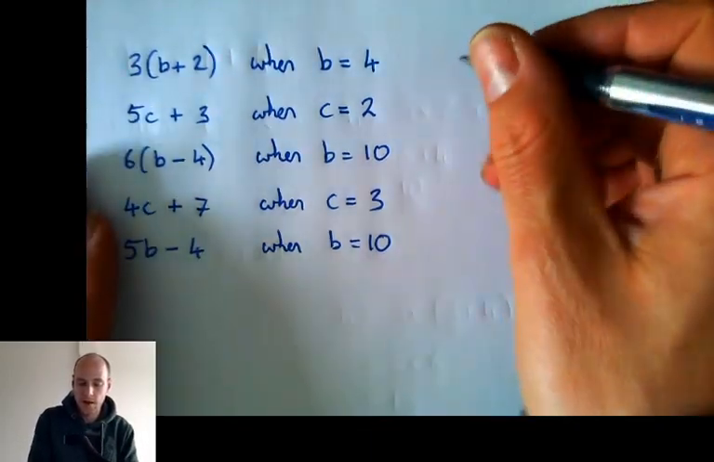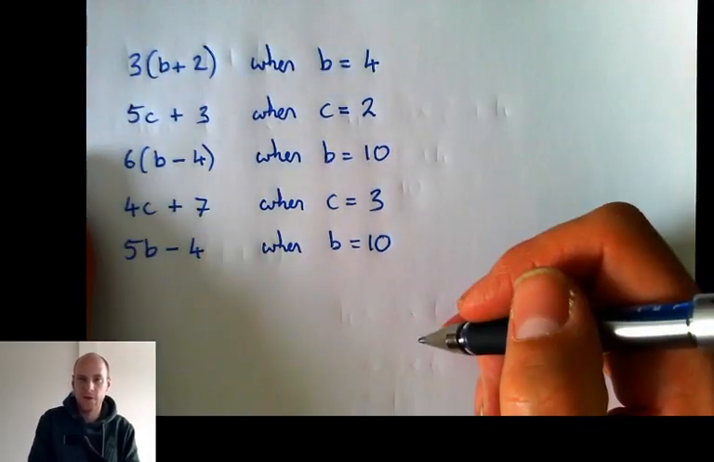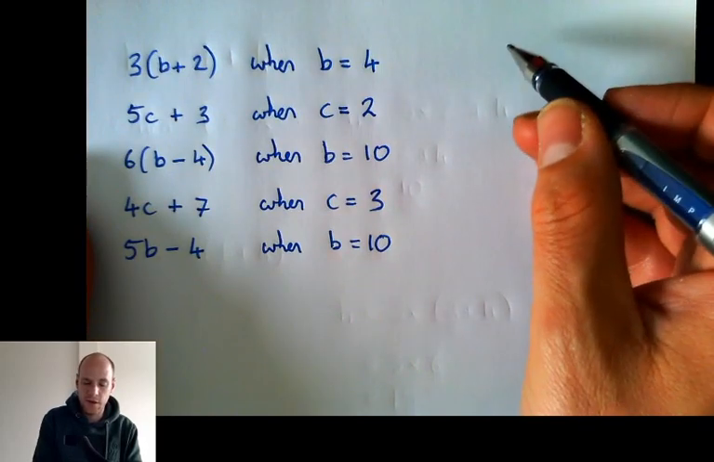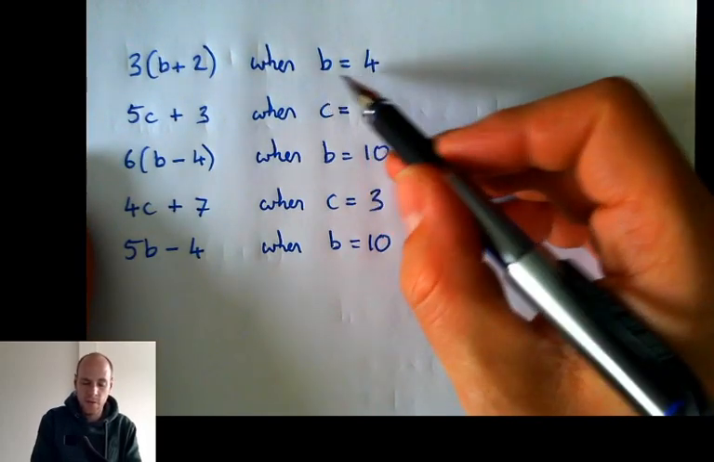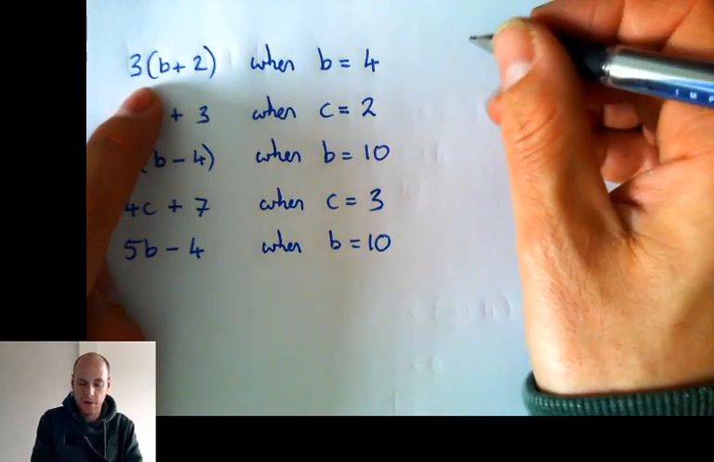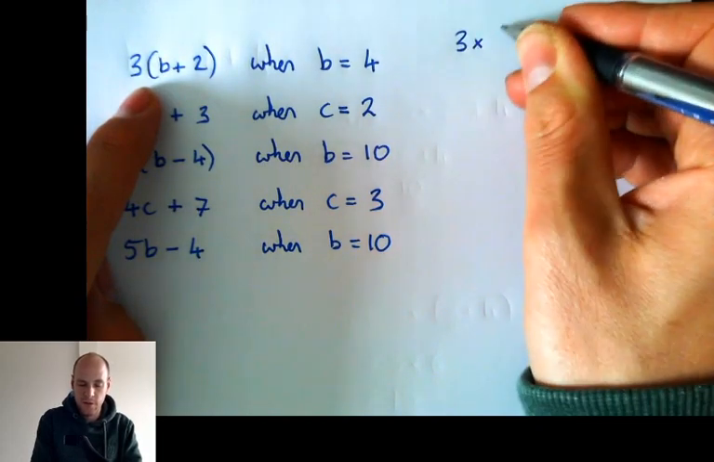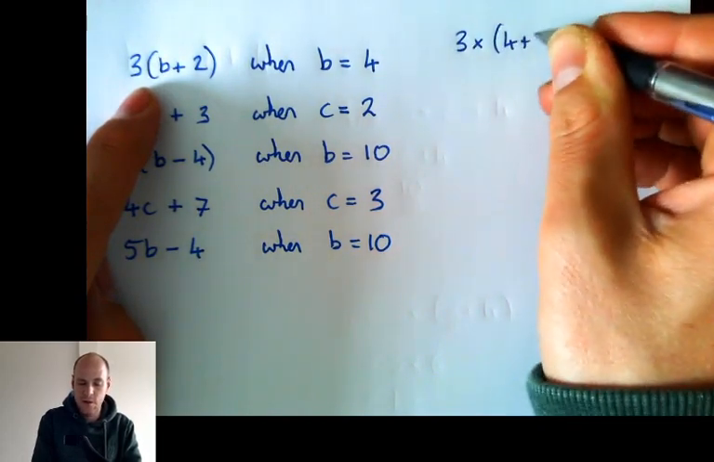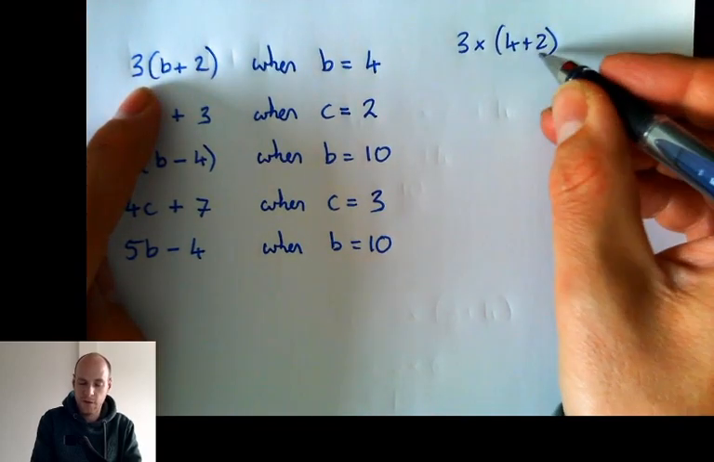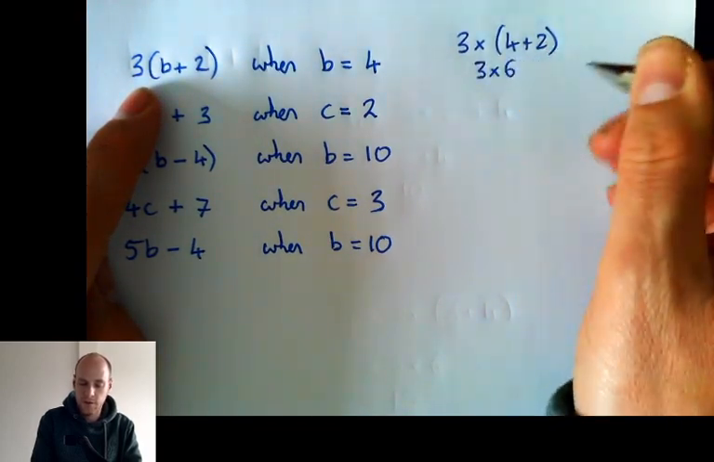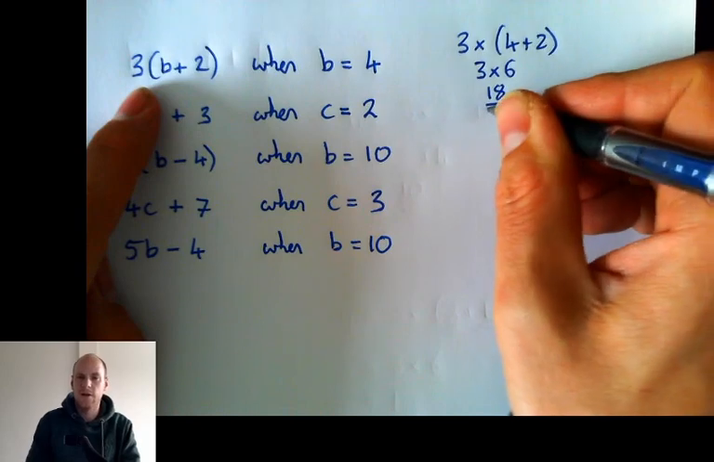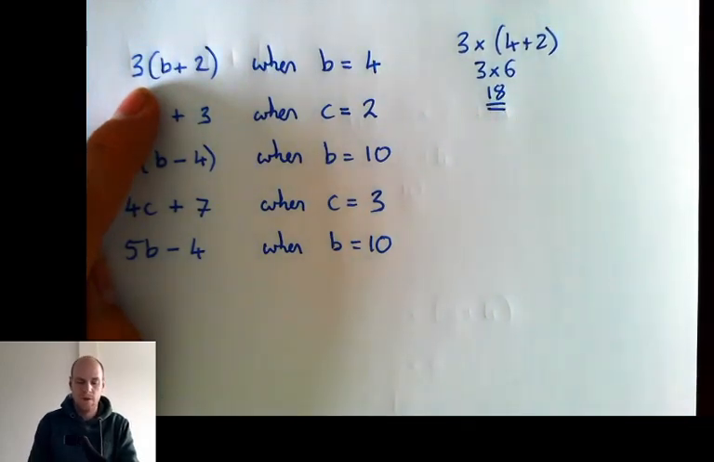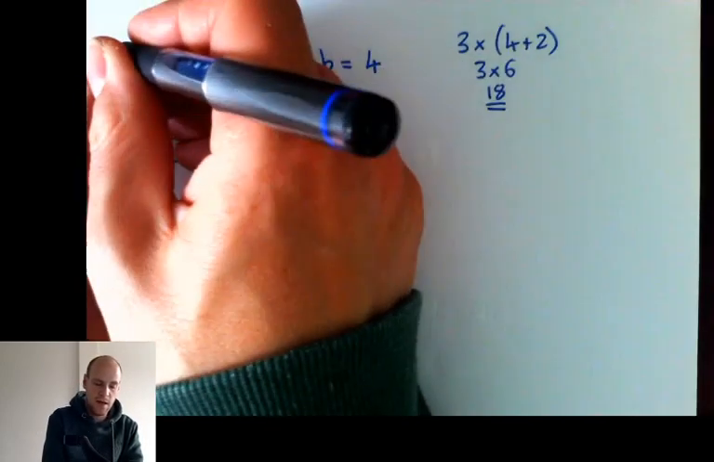All right, so welcome back. Hopefully you've had a go at these questions, and we're going to do the answers over here. So for this first one, we're going to say 3 times 4 plus 2. 4 plus 2 is 6. 3 times 6. We get an answer of 18 for the first one. So let's say that's A.